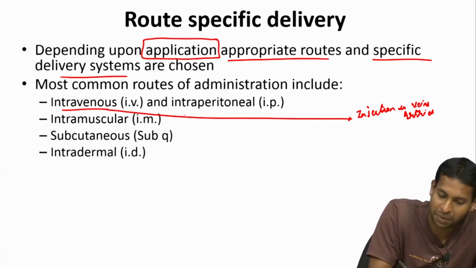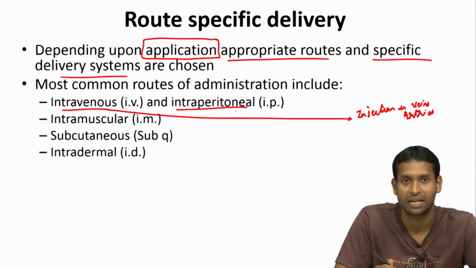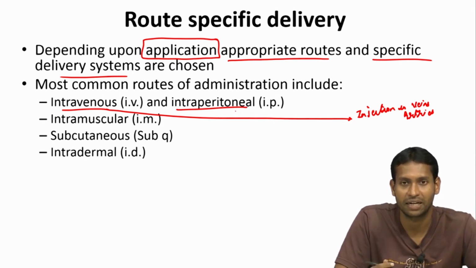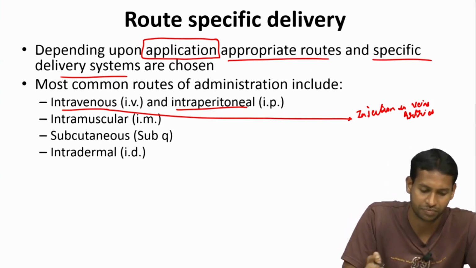And then next is the IP injection, intraperitoneal, again very widely used in literature, and what it is essentially is injecting it below your stomach cavity. So, it is sort of in between different tissue spaces, where you just inject whatever you want to give.